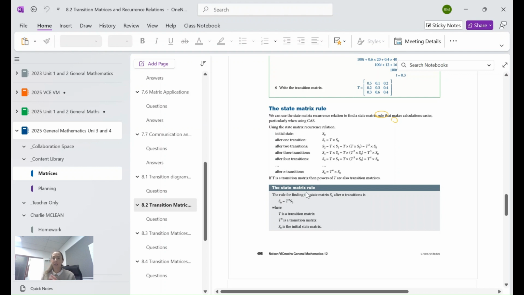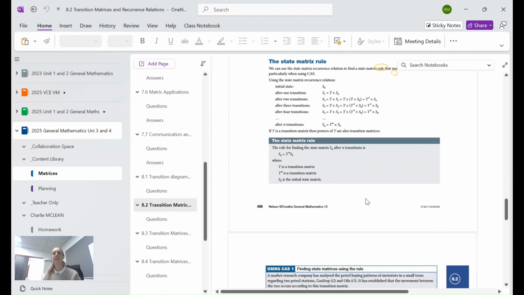So then the state matrix rule. A recurrence relation has 2 parts. It finds the next number in the sequence. The state matrix rule will take us directly to a point in time. So if we wanted to know after 50 weeks, how many people will we have in casual employment and how many people will we have in permanent, we use the matrix rule. The rule differs to the recurrence relation. Recurrence relation, 2 parts. State matrix rule, point in time. Okay.